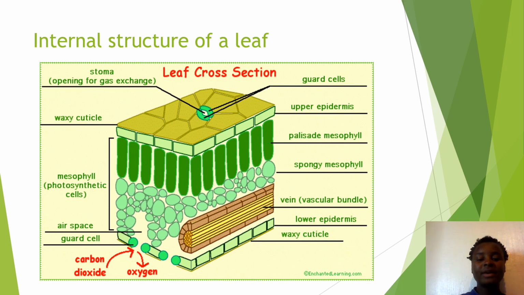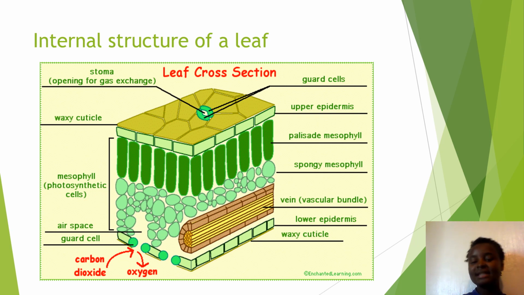And then from there we have the upper epidermis and the lower epidermis. These are very thin layers, and they are transparent. They allow light to pass through them without any difficulties. Remember, I said light is very crucial in this process of making food, right?